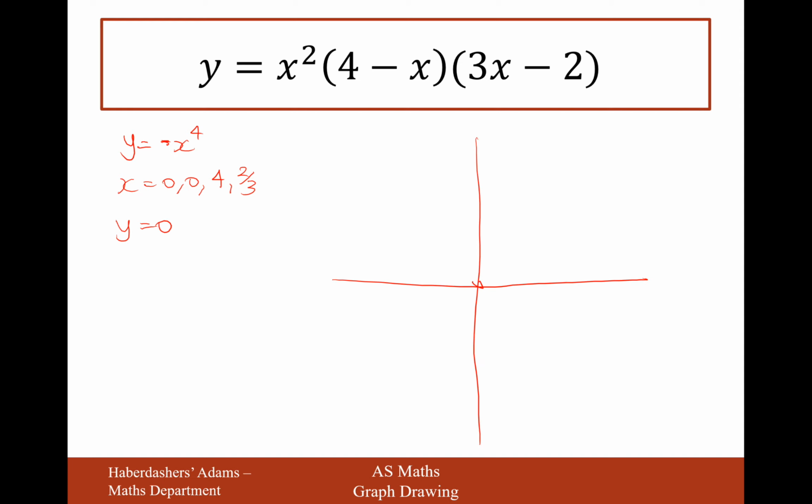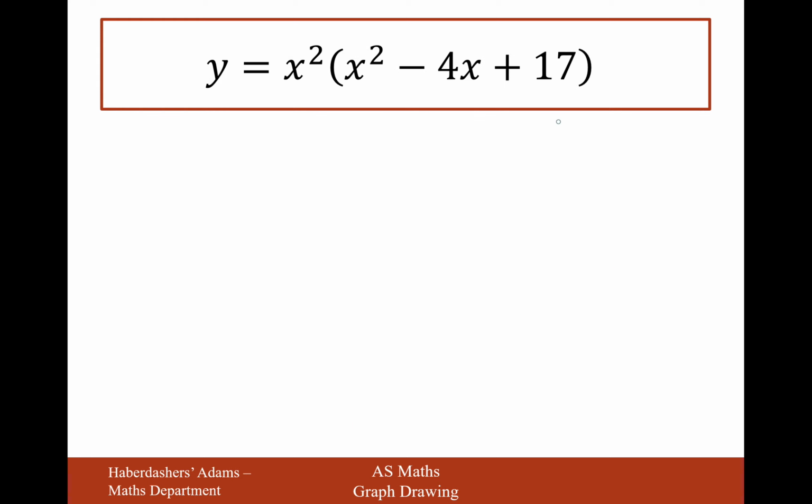So it's going to go through at 0 as a repeated root, it's going to go through at 4, and it's going to go through at 2/3. And it's a negative x to the 4 graph, so it's going to start down here. I haven't done many of these positive x to the 4 graphs, they're all mostly negative. So it's going to go through, touch, down again, up, down again. Lovely, there we are, that's the answer to this question.